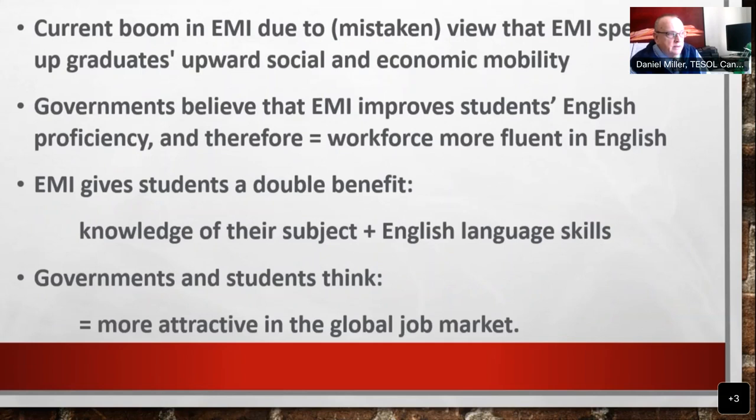The current boom in EMI is due to the, mistaken, view that EMI speeds up graduates' upward social and economic mobility. Governments believe that EMI improves students' English proficiency, and therefore it equals a workforce more fluent in English. EMI gives students a double benefit: knowledge of their subject plus English language skills. Governments and students think that if a student is learning in English and becomes fluent in English, they will look more attractive in the global job market.